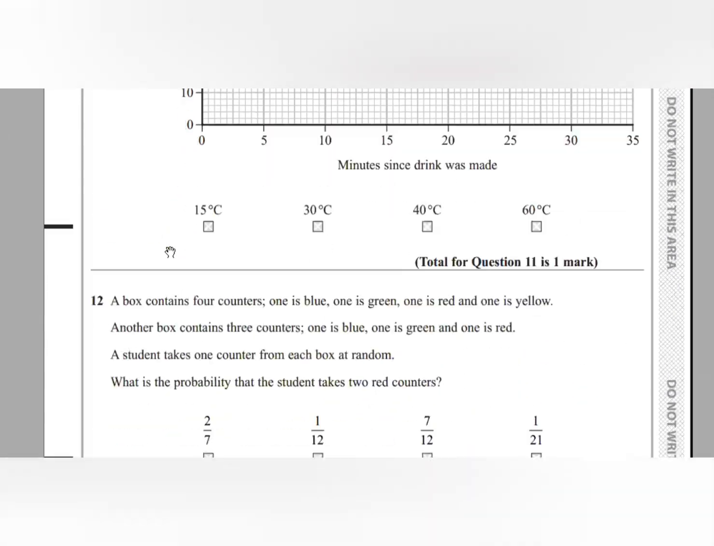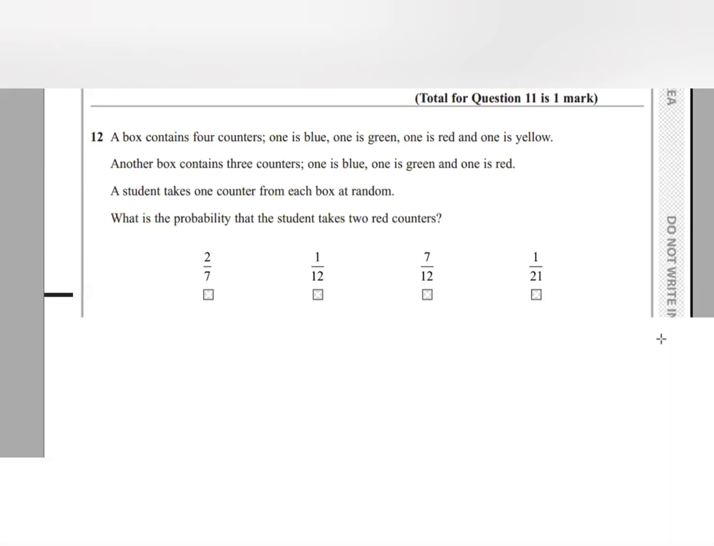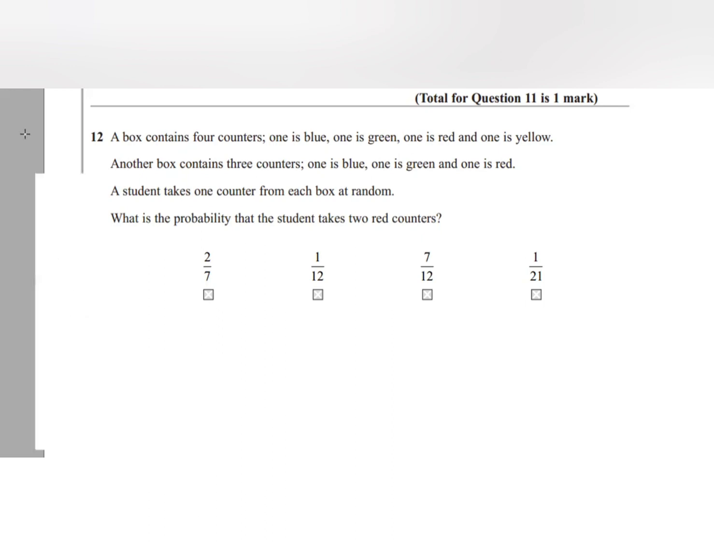That's 11. Let's move on to 12. Question 12. First, let's cover this so we can use the space to work it out. A box contains 4 counters. One is blue, one is green, one is red, and one is yellow. Another box contains 3 counters. One is blue, one is green, and one is red. A student takes 1 counter from each box at random. What is the probability that the student takes 2 red counters?